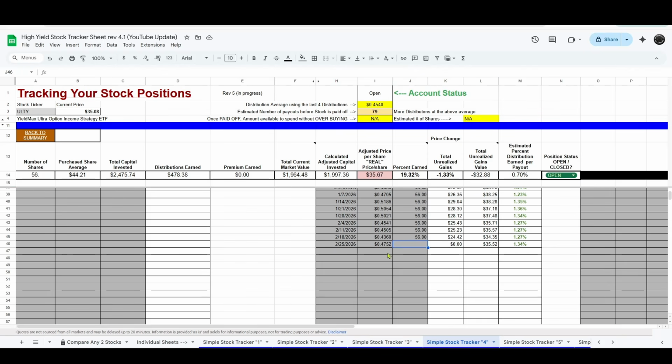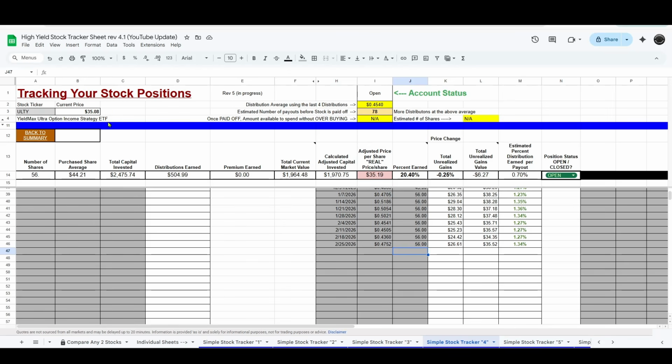For ULTY, we went from 43 cents of last week to 47 cents this week. So this one too is up. How many shares do I have? I have 56 shares. Therefore, my real price per share of $35.67 now becomes $35.19. And that just about dropped us down below that current price.